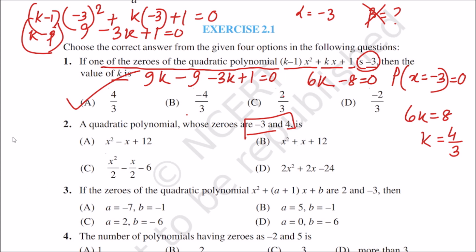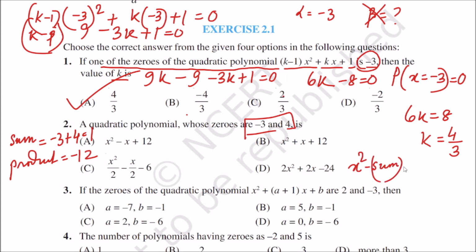First you will take the sum of zeros. Sum of zeros is minus 3 plus 4, that will be 1. Then write the product of zeros. Product of zeros is 4 into minus 3, minus 12. Then write the equation. What is the equation? Equation is x square minus sum into x plus product. This is the quadratic polynomial.